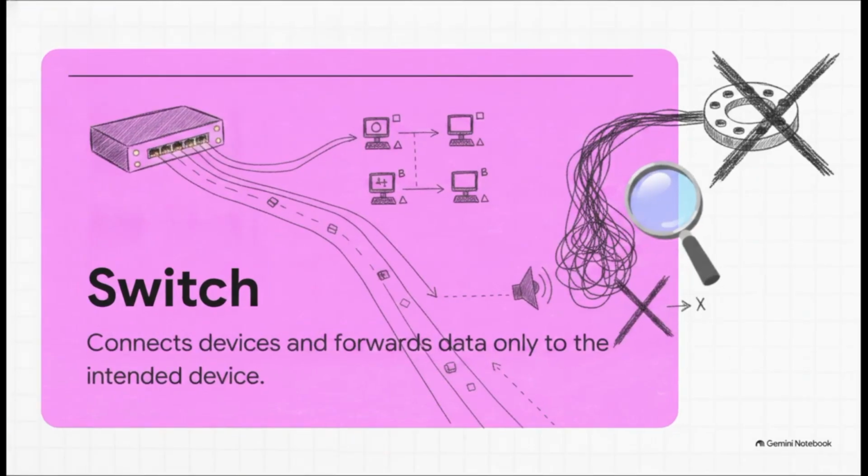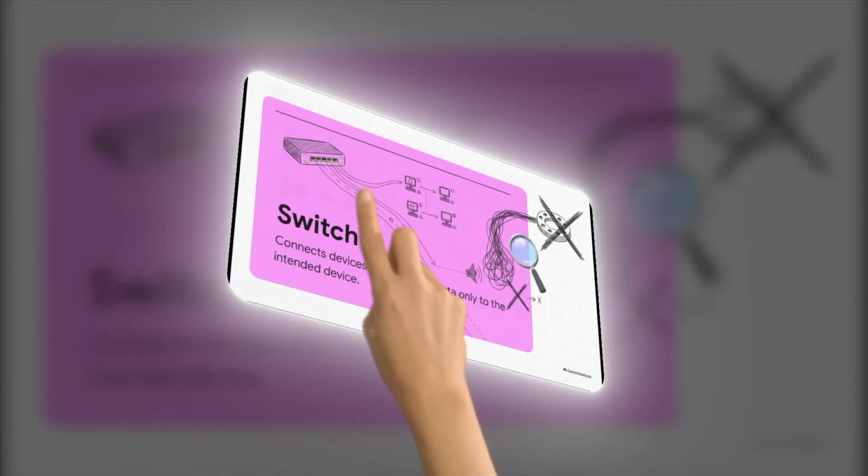To fix all that congestion, the industry evolved to the switch. A switch might look exactly like a hub on the outside, but it acts as a highly intelligent intersection. When a switch receives data, it actually reads the hardware's MAC address to identify exactly which device the data is meant for. It then opens a private, dedicated lane to forward that data only to the intended recipient. No shouting, no broadcasting, zero unnecessary traffic.